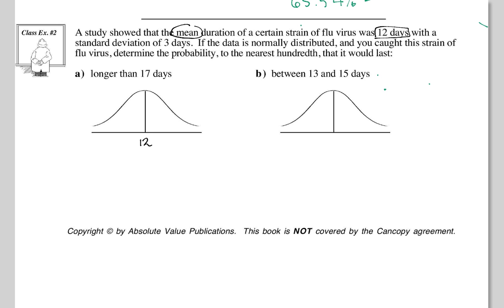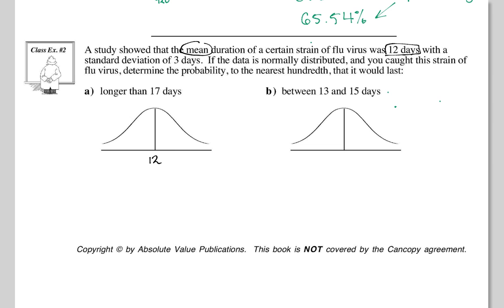Now it says that the standard deviation's 3 days. So if I had a z-score of 1, that would have 15 days. A z-score of 2, that would be 18 days. You guys okay with that? Z0, 1, and 2. What if we go the other direction? Negative 1 for a z-score, that would be how many days? Good. And then negative 2 would be 6. Okay, because we're counting by threes there.